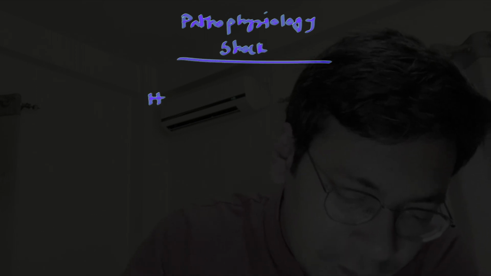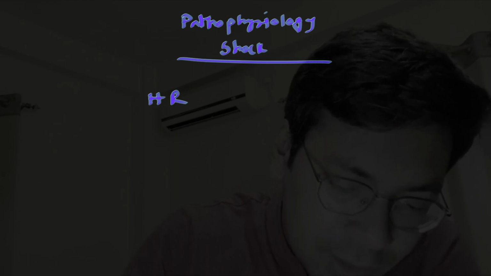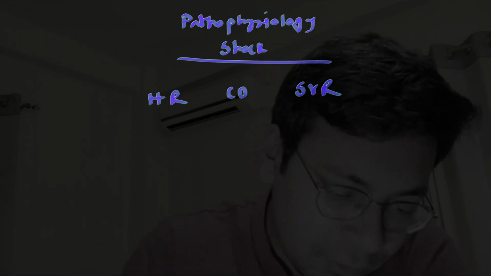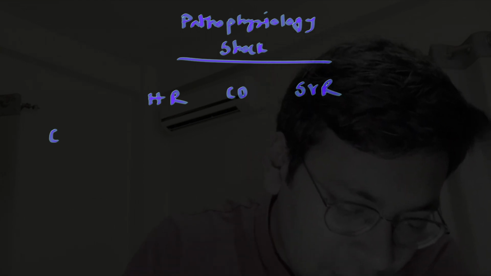Okay, so in case of pathophysiology of shock, first of all, we need to know about the different parameters. So what are the parameters that we will discuss? One is heart rate, another one is cardiac output, another one is systemic vascular resistance. So first of all, let us move on to cardiogenic shock.